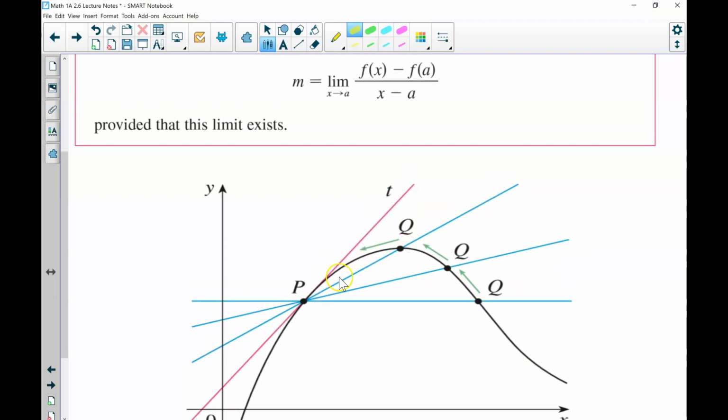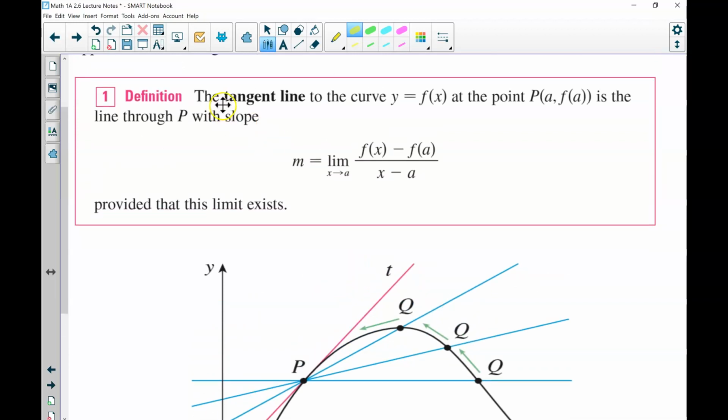Now the definition states that the tangent line to the curve y equals f of x at the point P(a, f(a)) is the line through P with the following slope. So m is going to equal the limit as x approaches a of f of x minus f of a over x minus a, provided that this limit exists.